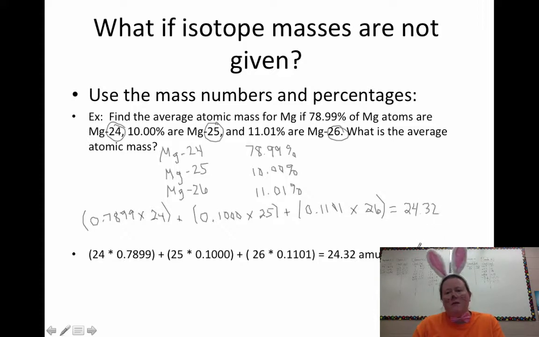24.32. Actually, that does work a little bit better. Atomic mass units. There, I got the answer. So these are a little bit easier. You don't have such big cumbersome numbers to use. And remember, we will only use them if masses are not given for these problems.